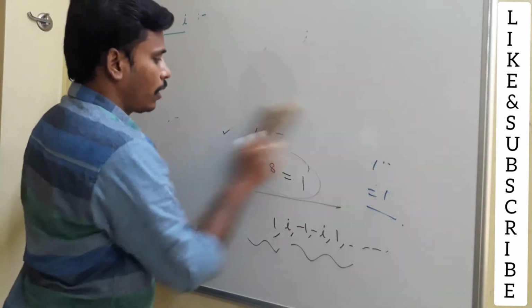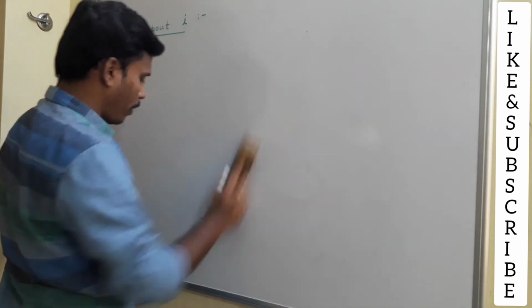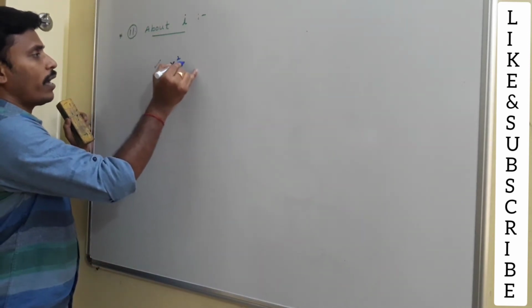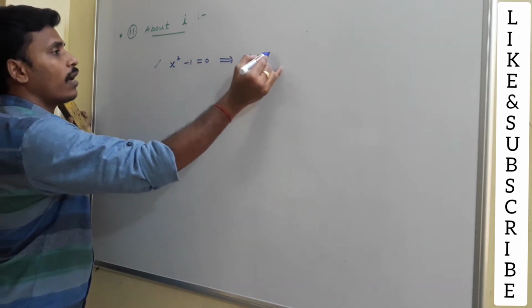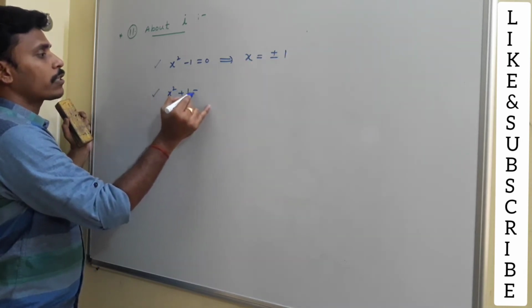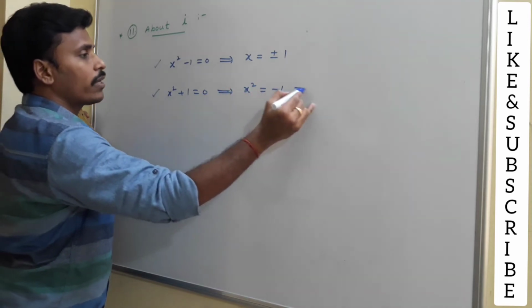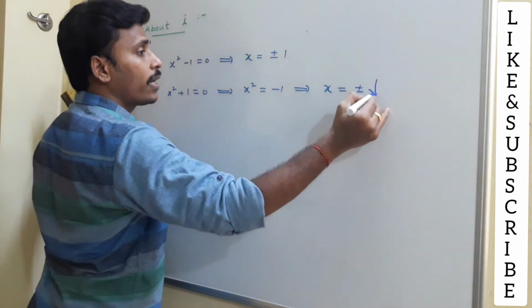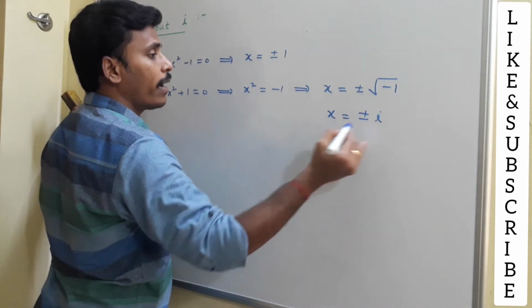Right. And now, if you face different equations, then it is a chance for you to represent imaginary quantities. For example, x square minus 1 is equal to 0. Then your values of x are plus or minus 1. And if you say x square plus 1 is equal to 0, then x square is equal to minus 1 and x is equal to plus or minus root of minus 1, that is, x is equal to plus or minus i.